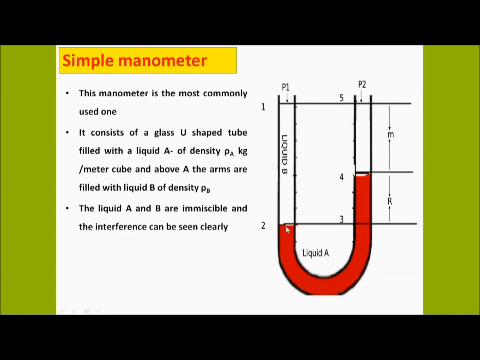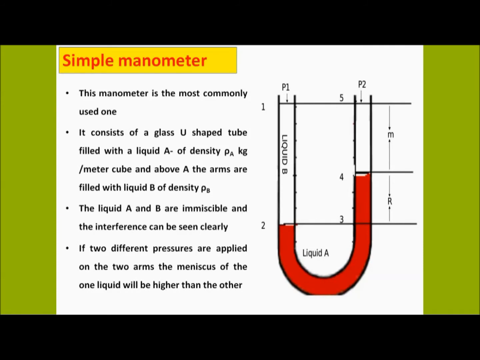So you can clearly demarcate. Liquid A is red in color, liquid B is white in color, right? Now, if two different pressures are applied, here pressure P1 and here pressure P2, on the two arms of the meniscus, one liquid will be higher than the other. So here, if you are applying pressure, you see this meniscus is higher here. So let's calculate the pressure difference.